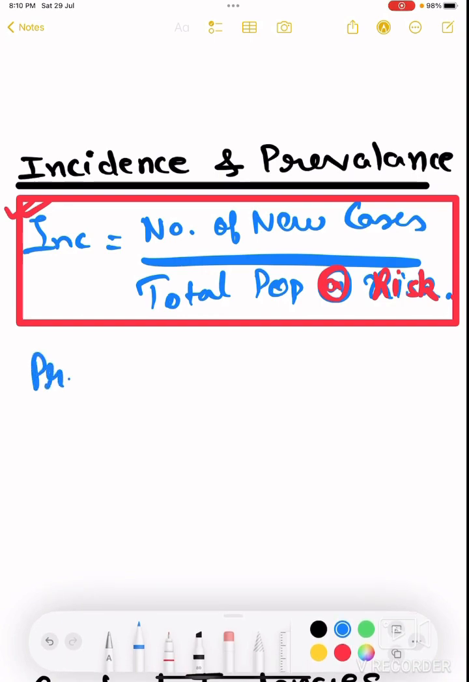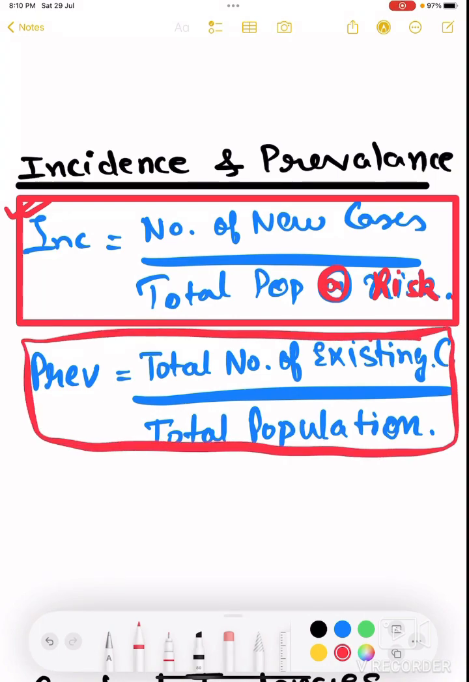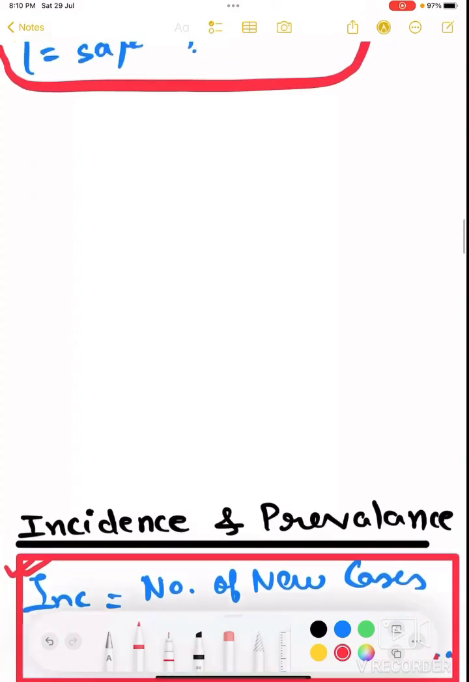The formula for prevalence is total number of existing cases divided by total population. Now I have written over here total population, not total population at risk, right? So in prevalence you will include the whole population, not only the at risk population, right?